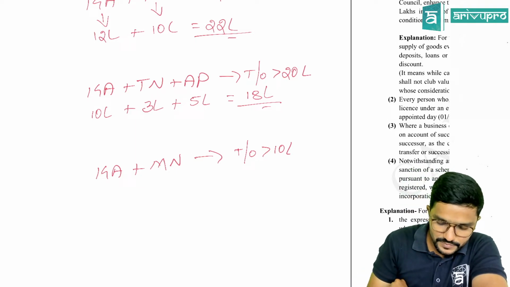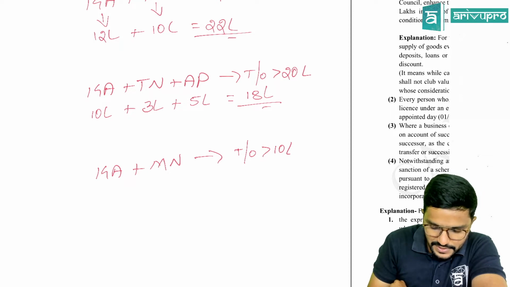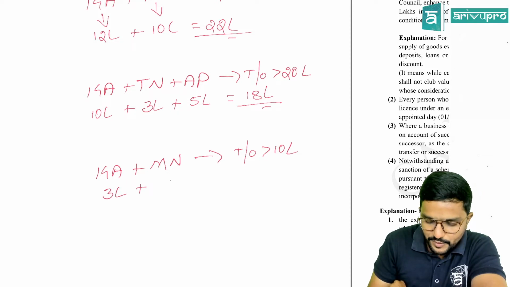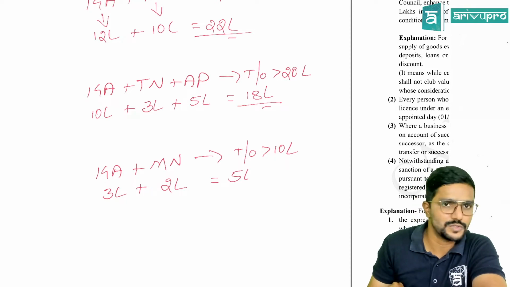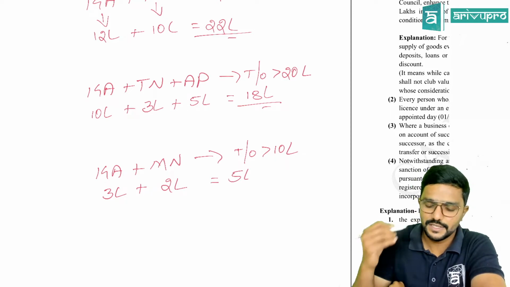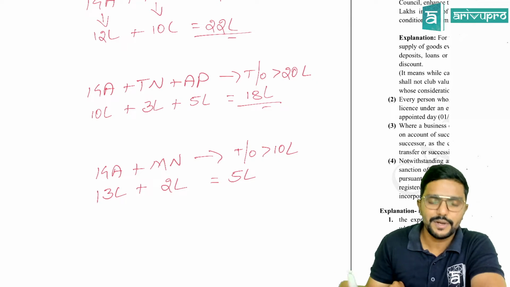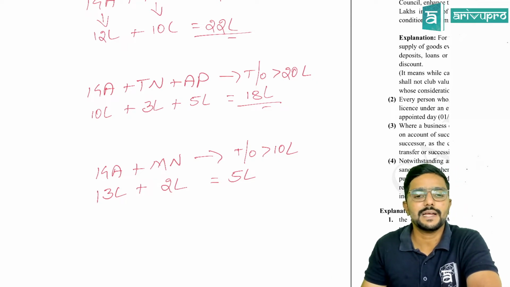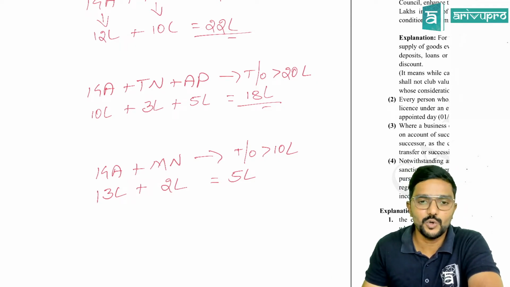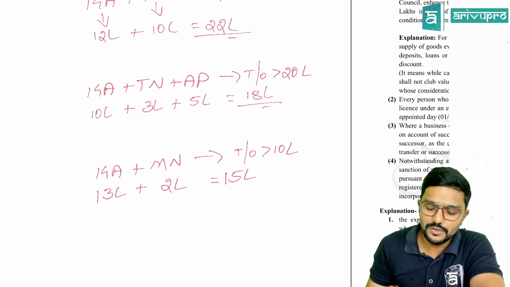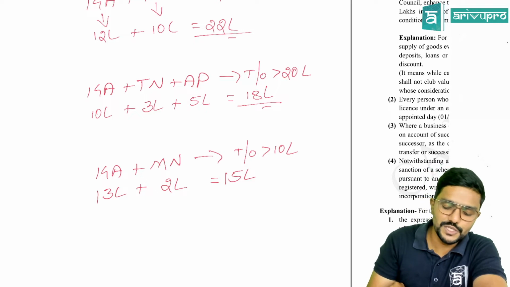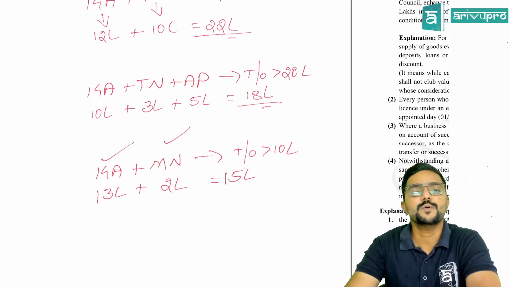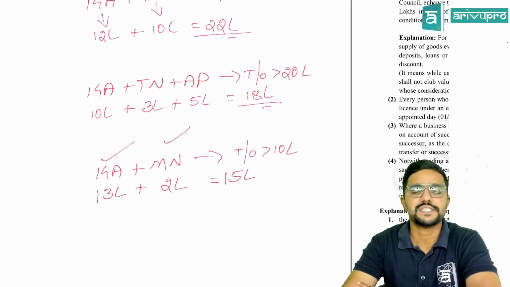Now, assume the turnover from Karnataka branch is 3 lakh and from Manipur branch it is 2 lakh. So 5 lakh. Should I get registration? No, sir. You need not get it. Next, in the same scenario, assume my turnover from Karnataka is 13 lakh and Manipur is 2 lakh. So what is your total turnover? 15 lakh. Should you get registered? Yes, in both the states. Karnataka and Manipur, in both the states, you have to get registered.